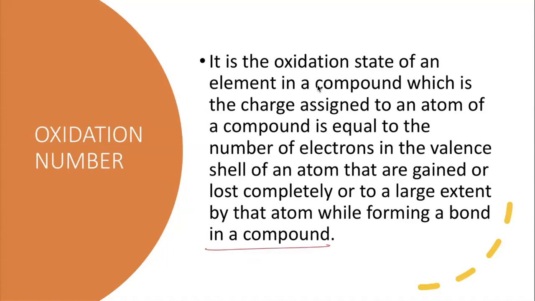Like if we consider HCl, HCl is present as H plus and Cl minus. That means the oxidation number of hydrogen will be +1 and the oxidation number of chlorine will be -1. So it is the charge actually.